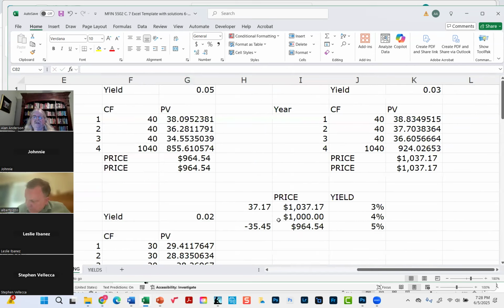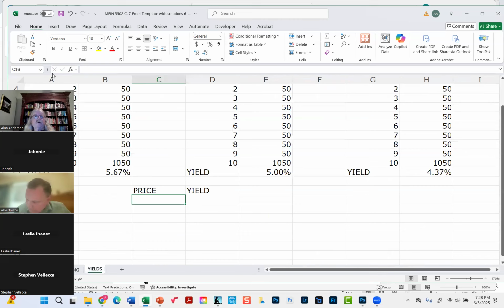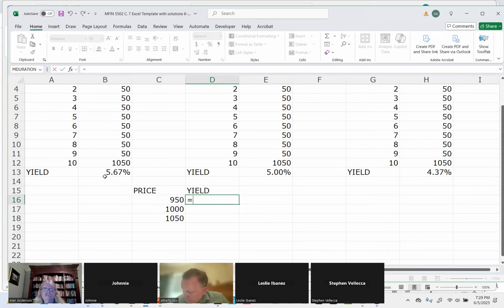Oh, there it is. Okay, price, yield. All right, good. So I'm just going to copy them. I know that the yields are different. So the price is 950, 1,000, and 1050. I'm just going to copy the yields.